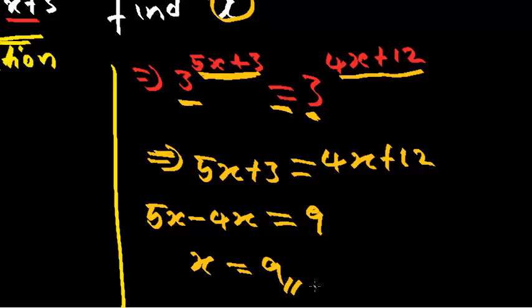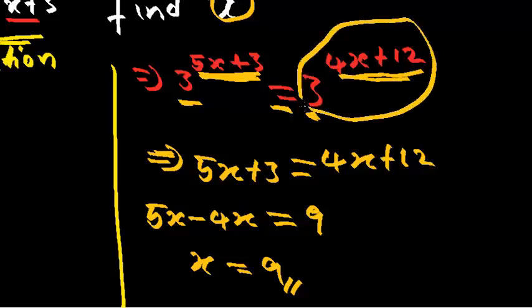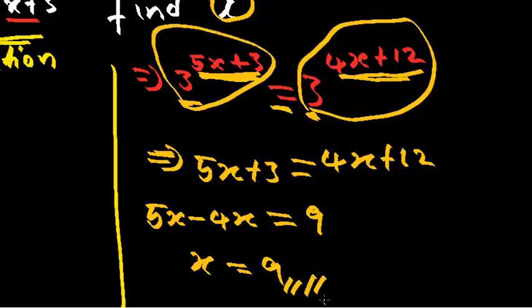So our value for x is 9, and that means that if you substitute 9 into 5x plus 3, and you also substitute 9 here, 4x plus 12, the answer that you are going to get for this right side is going to be the same as the answer you are going to get for the left side. So our value for x is 9. Now we move on to example 2.